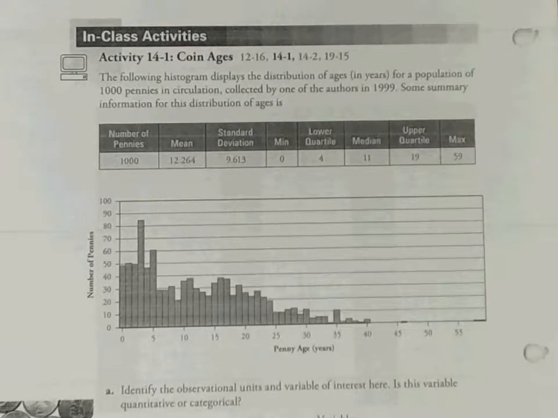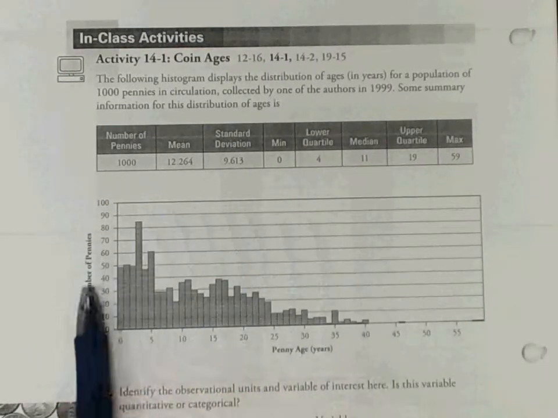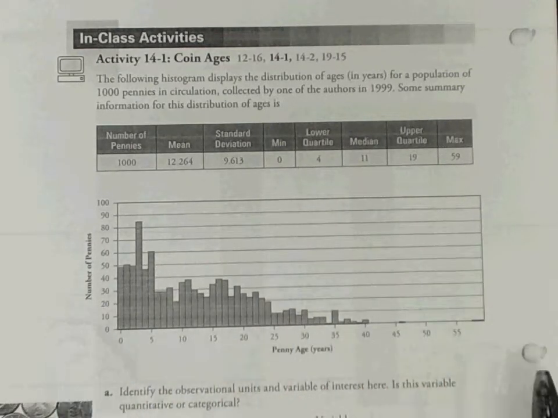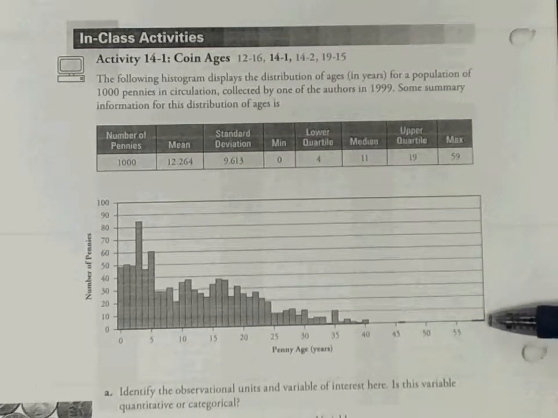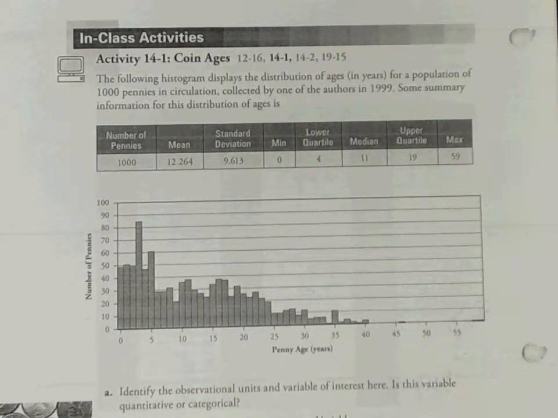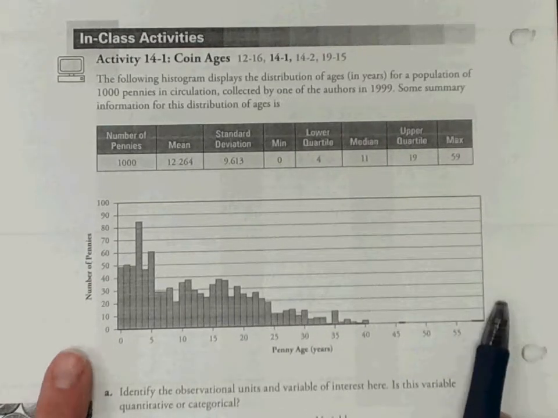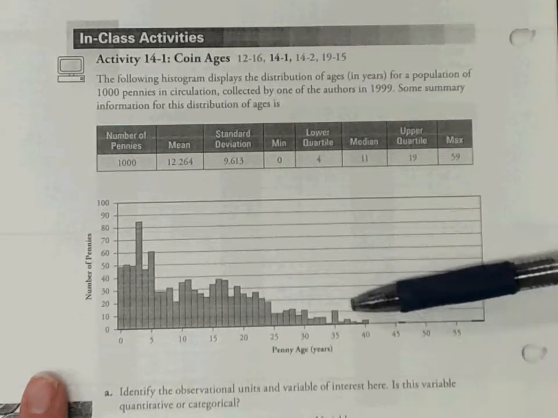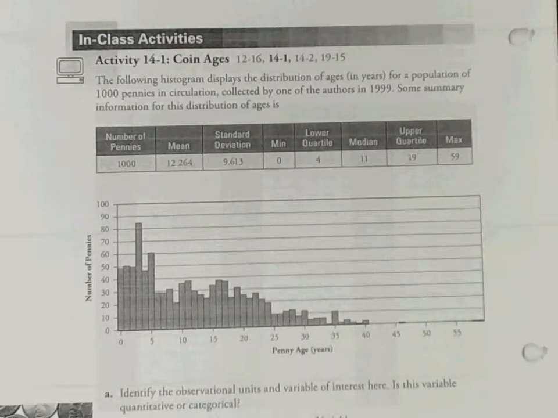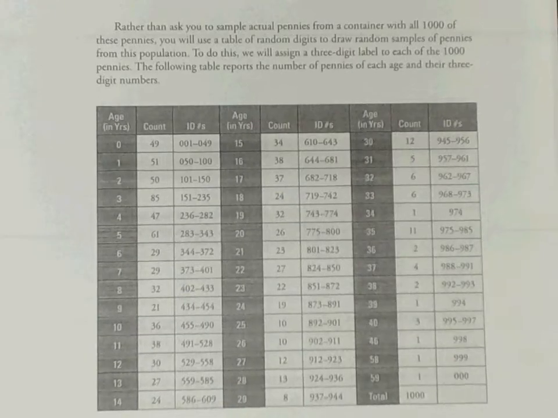So the situation that we're looking at in 14.1 to start is the ages of pennies. Here we have a population of 1,000 pennies. We're going to assume that this is the population that we're concerned with, not all possible pennies. For this distribution, it definitely does not look normal. It is skewed right. Remember, that means it's pushed from the right.